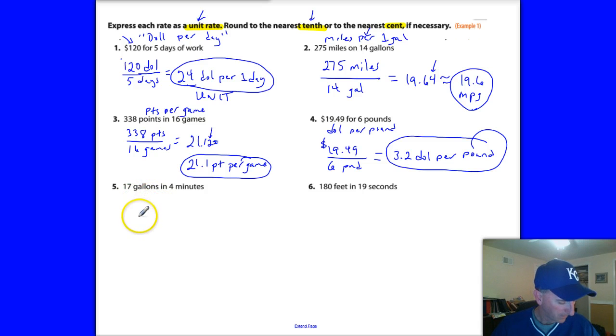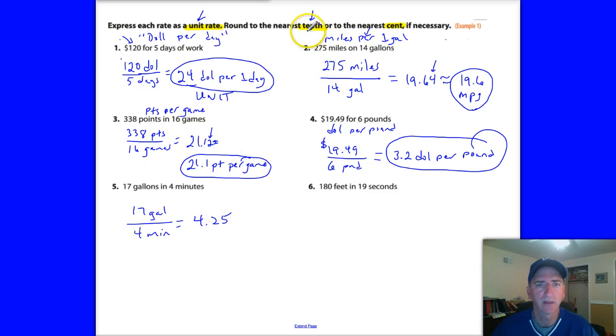And there is your unit rate. 5 and 6, let's wrap this side up here, and then we'll do another video for the back side. 17 gallons in 4 minutes. Okay, so I'll pick up the pace a little bit. 17, you want gallons per minute. 17 divided by 4, that's 4.25. But again, it asks us to round off to the 10th. So that's the 100th, that's the 10th right there. So that's approximately 4.3. Please label your answer gallons per minute.